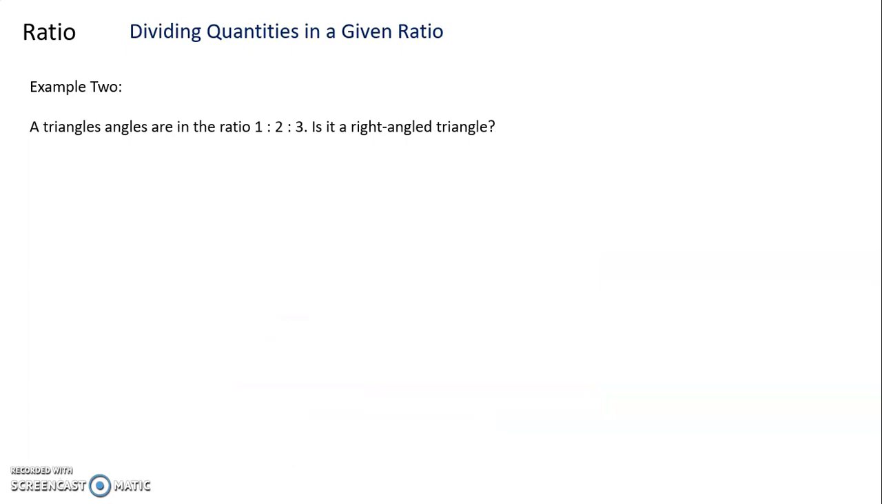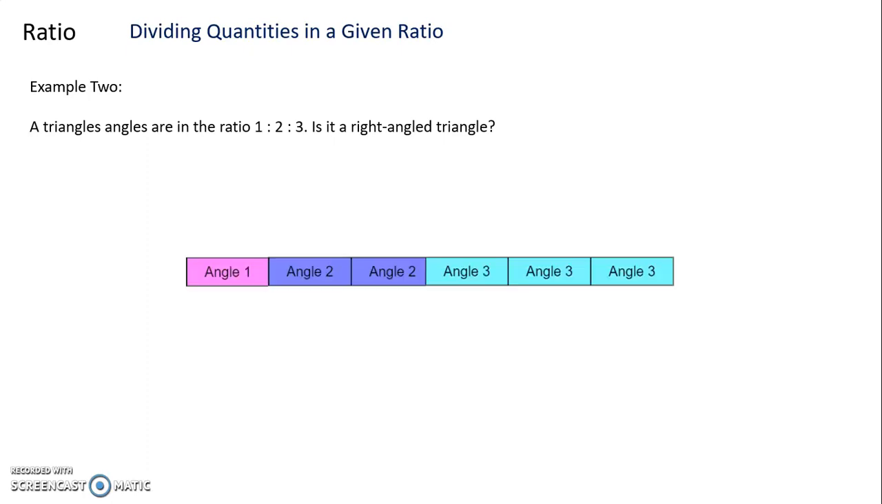Okay, example number 2. A triangle's angles are in the ratio 1 to 2 to 3, and we're asked, is it a right angle triangle? So to be able to make that decision, I need to know what the angles are. So I'm going to draw out a bar model for each of the 3 angles. So angle 1 is 1 part, angle 2 is 2 parts, and angle 3 is 3 parts. And I know that the angles in my triangle add up to 180 degrees. So I know that the whole of my bar is representing 180 degrees. And there are 6 equal parts in my bar model here.